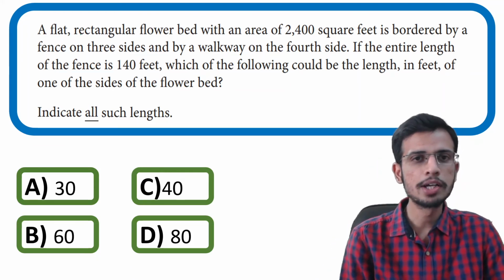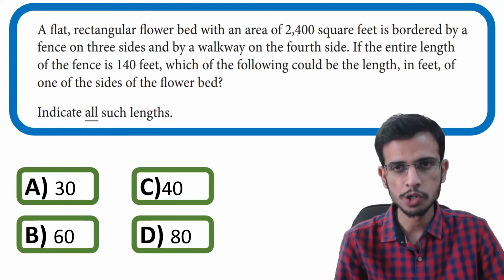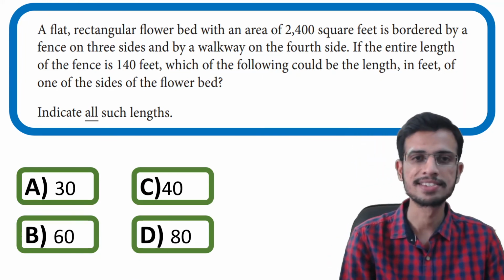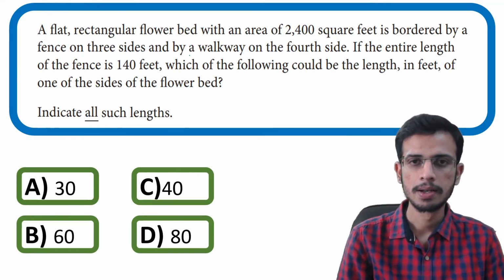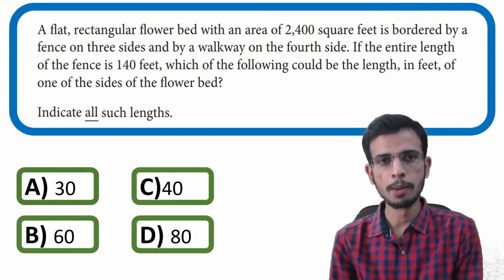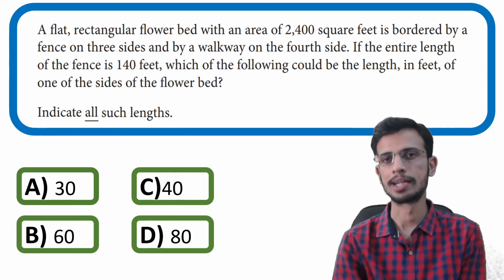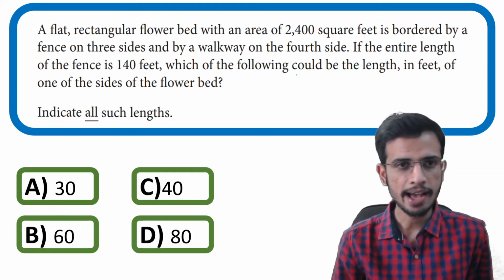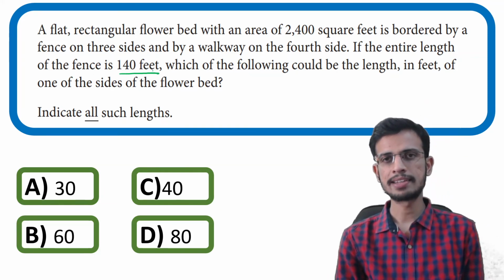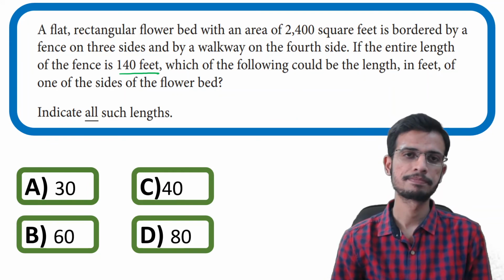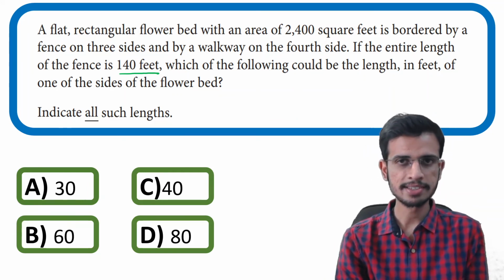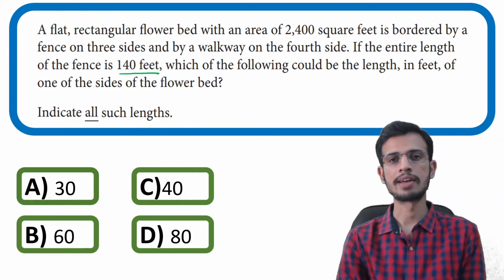A flat rectangular flower bed with an area of 2400 square feet is bordered by a fence on the 3 sides and by a walkway on the 4th side. On 3 sides, it is bordered by a fence and 4th side is a walkway. If the entire length of the fence is 140 feet, the fence length is given to us, that is 140 feet. 3 sides are covered with fence. We don't know, but any 3 sides of this rectangular flower bed is covered with fence.